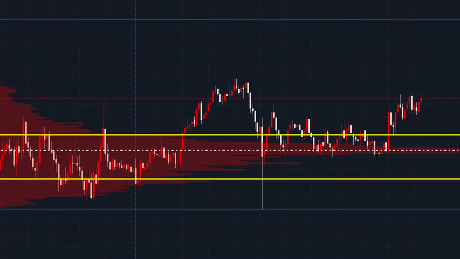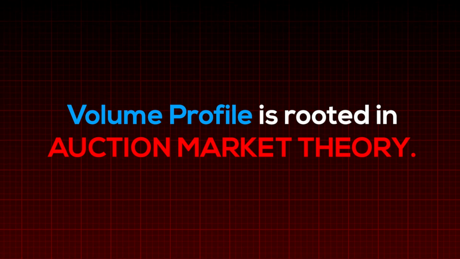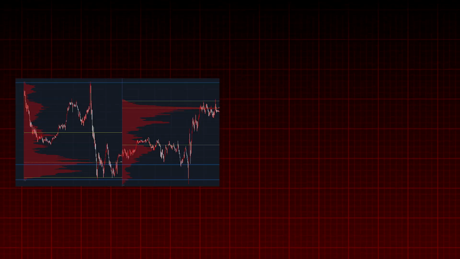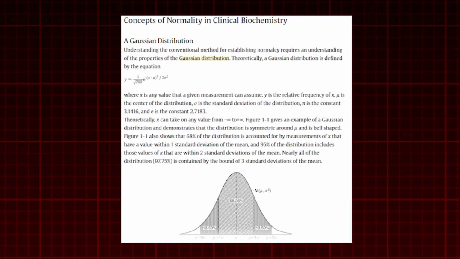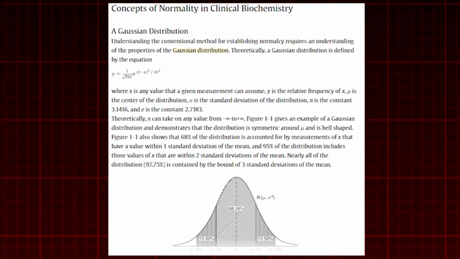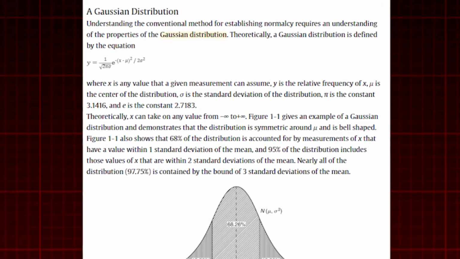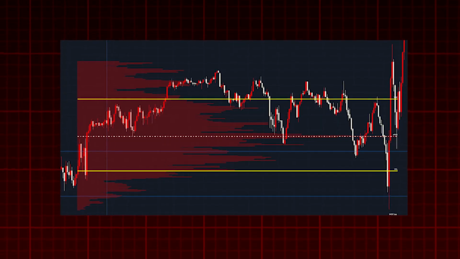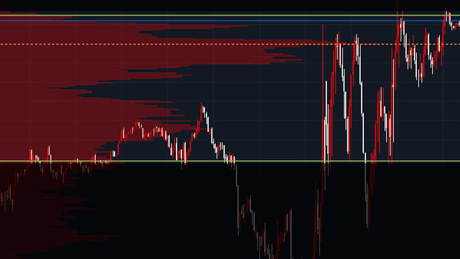Now that we understand aggression and execution, we need context. And this is where volume profile comes in. Volume profile is rooted in auction market theory. The core idea is simple. Markets tend to distribute volume in a bell-shaped curve, often referred to as a Gaussian distribution. In statistics, the bell curve is commonly used to describe how a continuous variable distributes around a mean value. In markets, that variable is traded volume at price. When the market is balanced, most of the volume concentrates around a central area. This distribution reflects where buyers and sellers found agreement.